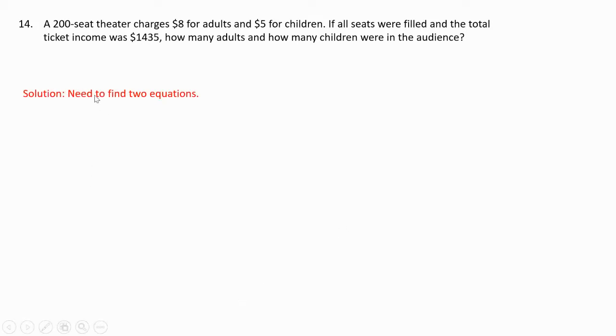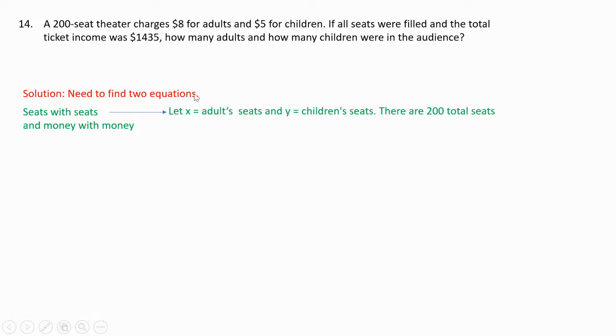Okay, so what's the strategy here? Need to find two equations. Like I tell my students, guys, I'm going to use people with people and money with money, or seats with seats and money with money. So they're talking about seats. I'm going to let X be adult seats and Y be children's seats. So seats with seats means X number of adult seats plus Y number of children's seats must equal 200. So this will be X plus Y equals 200.